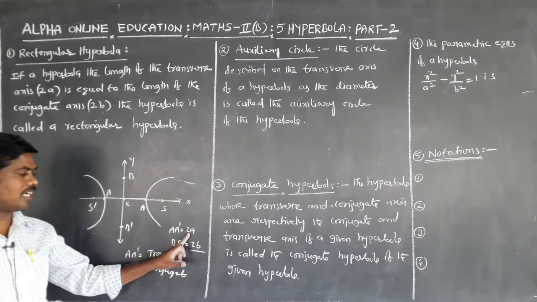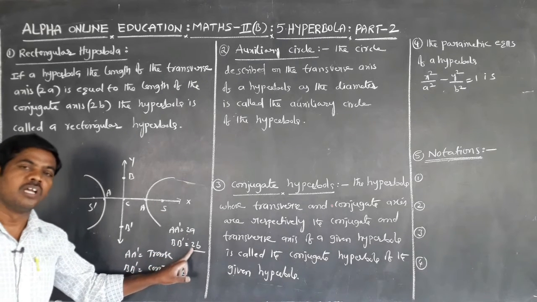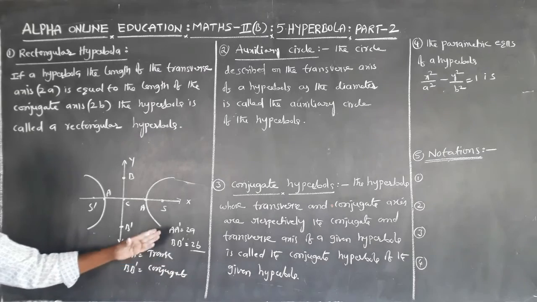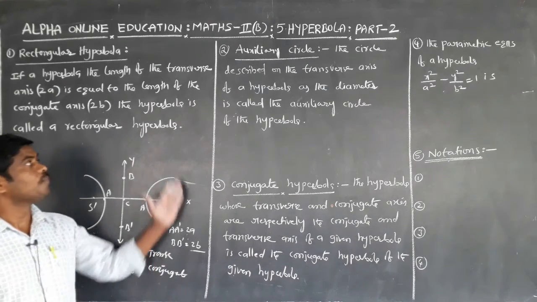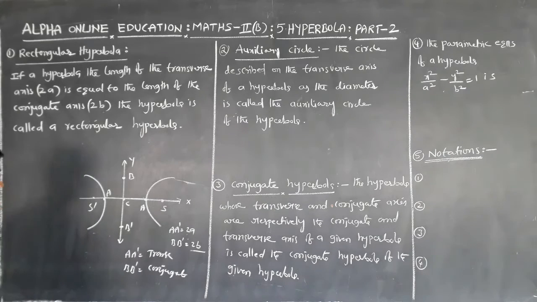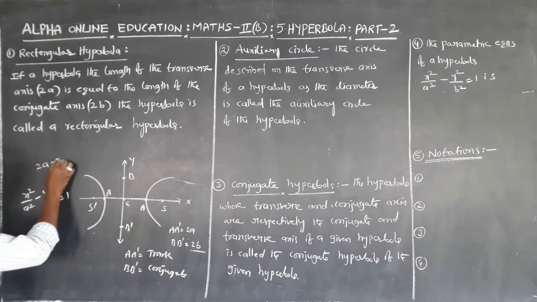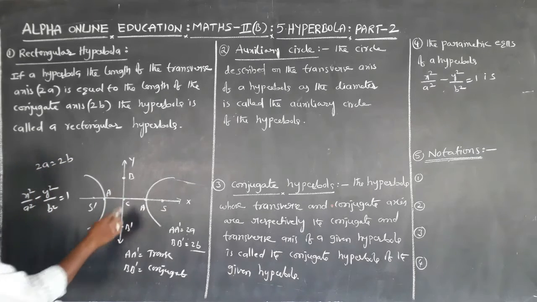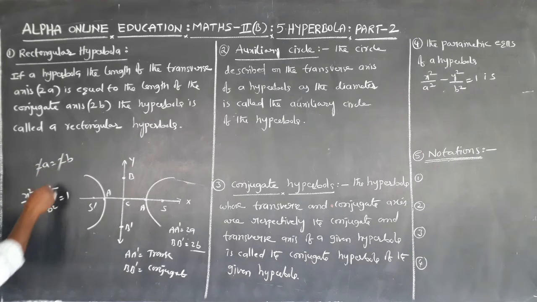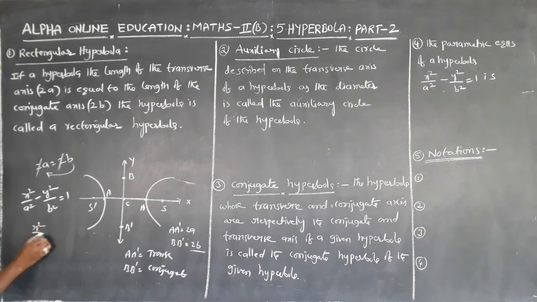Here the length of the transverse axis equal to the length of the conjugate axis of a hyperbola is called the rectangular hyperbola. So the equation of the hyperbola is x square by a square minus y square by b square equal to 1. Here the length of the transverse axis is equal to the length of the conjugate axis, so 2a equals 2b. When both sides 2 cancel, a is equal to b. Substitute b equal to a, so x square by a square minus y square by a square equal to 1.